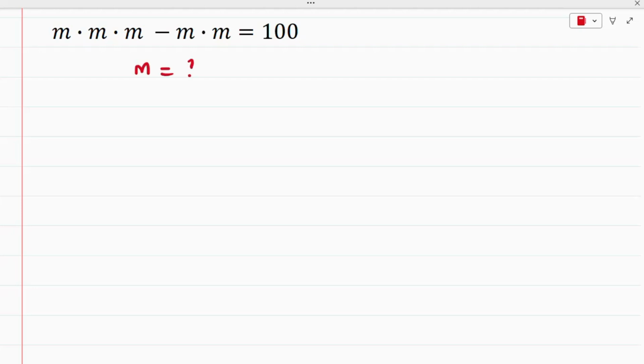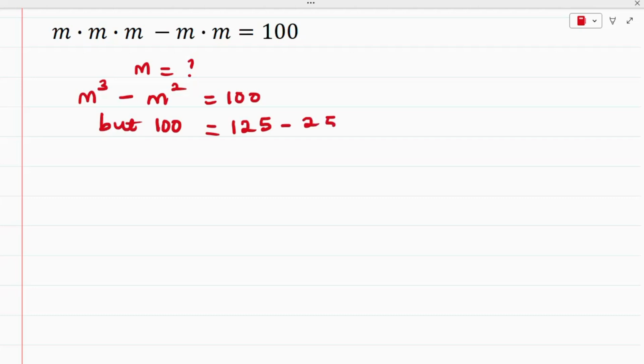So the first thing, guys, you want to do is to simply simplify this equation. So we have m multiply m multiply m. This is m raised to the power of 3 minus m multiply m is m squared, and this is equal to 100. So the next thing you guys want to note is that we can easily rewrite 100 to be 125 minus what, 25. So from here we have m raised to the power of 3 minus m squared is equal to 125 minus 25.